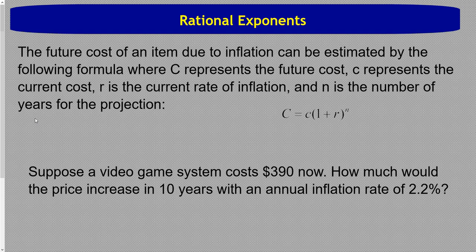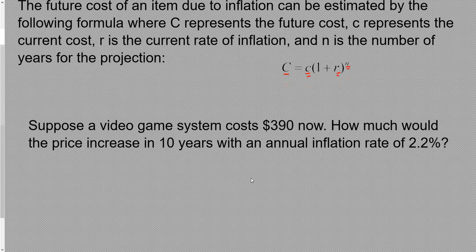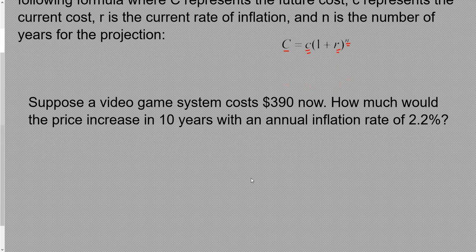So, the following formula where C represents the future cost, little c represents the current cost, R is the rate of inflation, and N is the number of years that we want to project it out. So, suppose a video game costs $390 now. How much would the price increase in 10 years with an annual inflation rate of 2.2%?